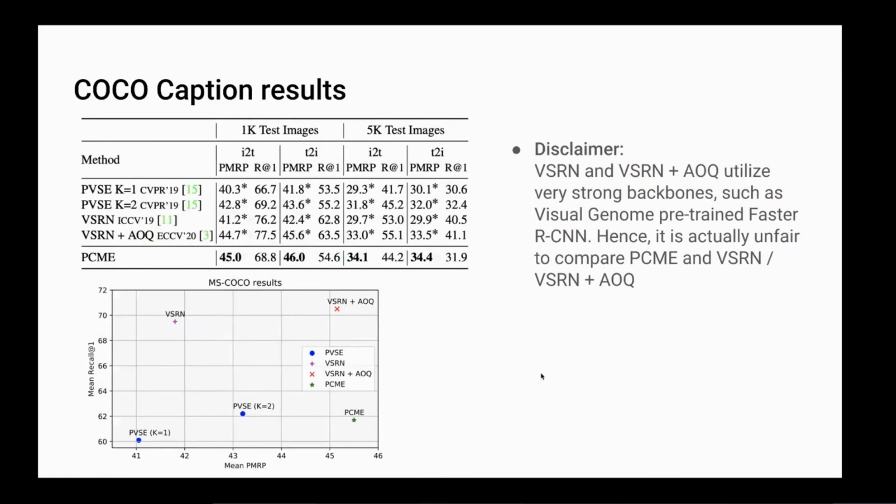Of course, there is one big disclaimer, because VSRN and VSRN plus AOQ utilize very strong backbones. They use a Visual Genome pre-trained Faster R-CNN as the visual backbone. So it is actually unfair to compare PMRP and these methods. But I want to say that even if they have a very strong recall at 1 score, PMRP actually shows better precision score, even though it uses a much weaker backbone than these methods.